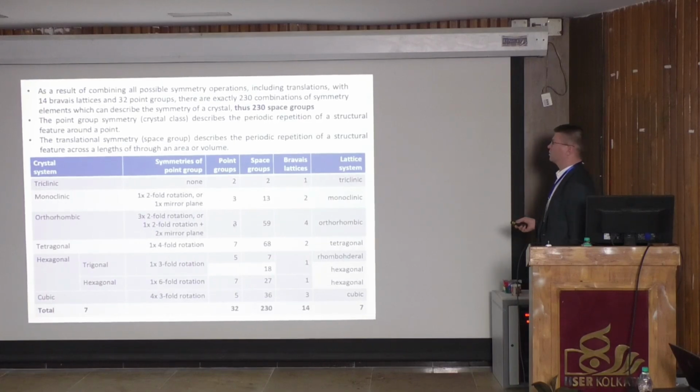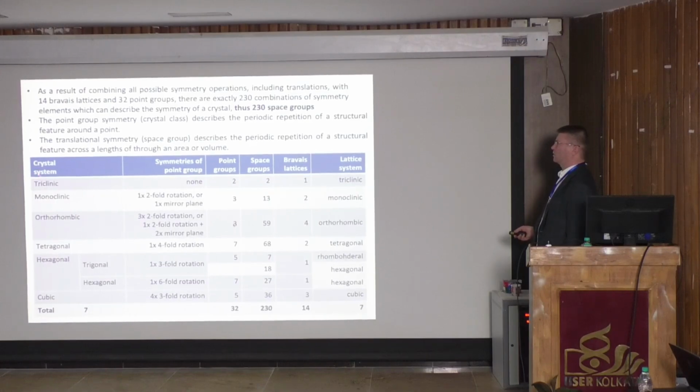And that's the point. So each point group symmetry in a crystal describes a periodic repetition of a structural feature around a point. So that is the idea. That gives you the idea, okay, start from here, follow these symmetry operations in all directions in three-dimensional space. And that is, again, a short summary of this.